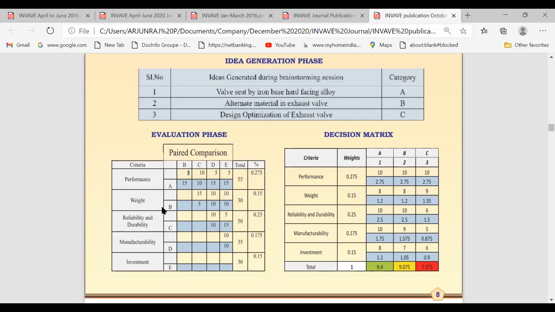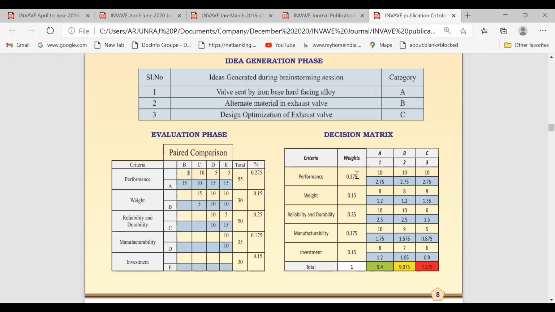And when you're comparing B with other parameters, when you're comparing B with C, when you're comparing weight with reliability, the weight is very much important. Okay, so that's why given 15 points to weight and durability. Yes, weight should be lesser. Higher the weight is also a problem. Okay, after getting it a percentage here, what you have to do is you have to put it in the decision matrix.